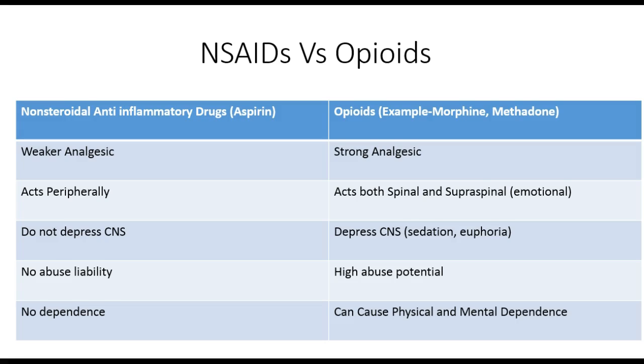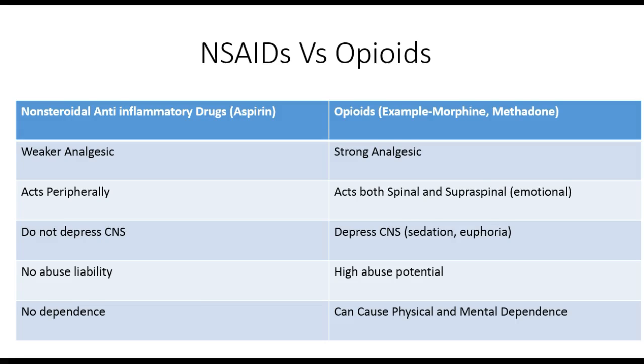For non-steroidal anti-inflammatory drugs, the site of action is peripheral, that is, they act on the nerves in the periphery, and they act basically by inhibiting the cyclooxygenase enzyme. Cyclooxygenase enzyme inhibition will further lead to a decrease in prostaglandins, which mediate pain.